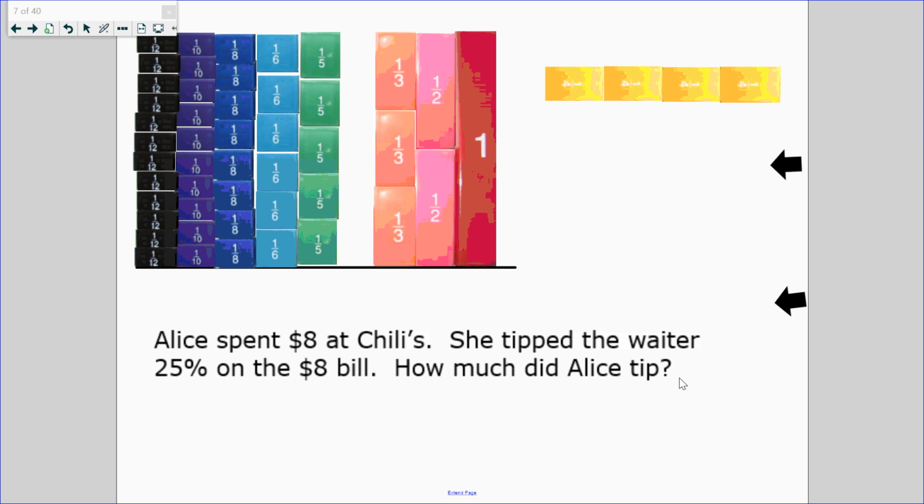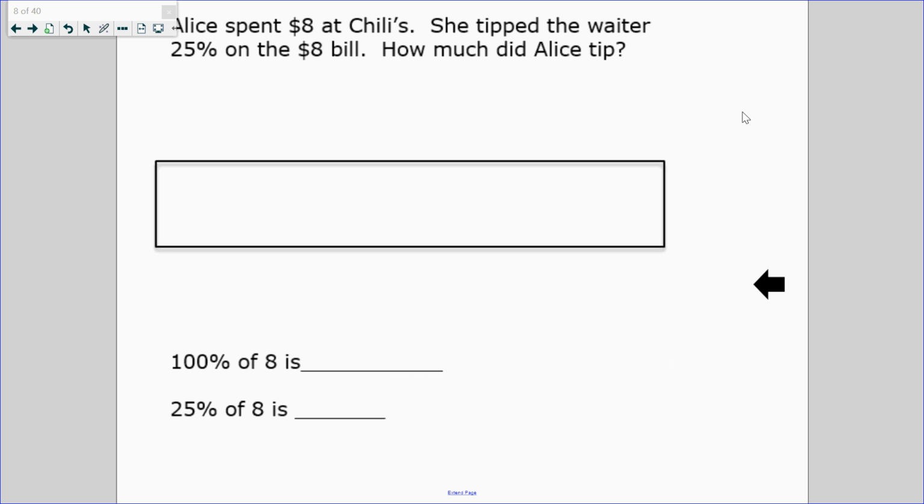Alice spent $8 at Chili. She tipped the waiter 25% of the $8 bill. How much did Alice tip? So how many groups of 25% goes into 100%? How many groups? Hopefully you said 4 groups. 1, 2, 3, 4. So let's draw this with this percent bar.